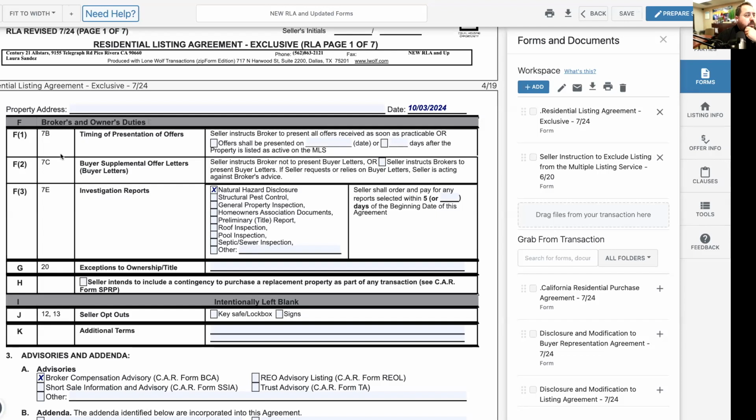Okay. Next, buyer supplemental offer letters. These are the love letters that buyers write, right? The default is we're not supposed to present those. As a buyer's agent, we're not supposed to send those with our offers, unless you ask. You could ask the listing agent, by the way, whether the seller is accepting supplemental offer letters, the love letters that we all kind of call them. You could ask that before you submit, but don't just submit it blindly and say, here, this is what we want.